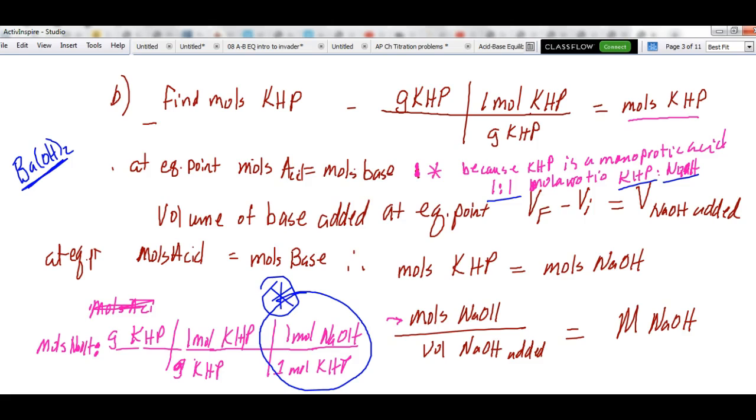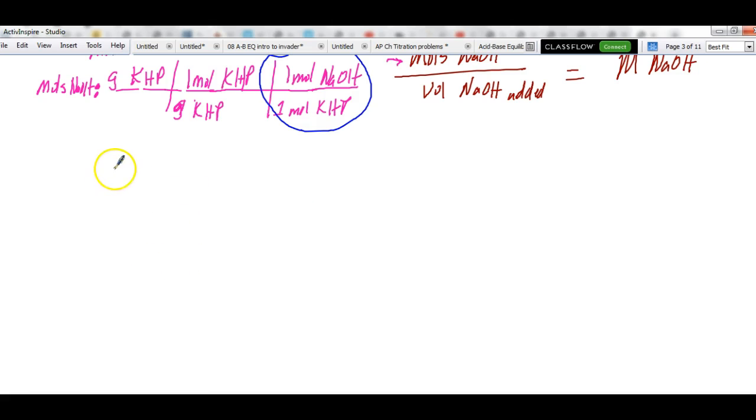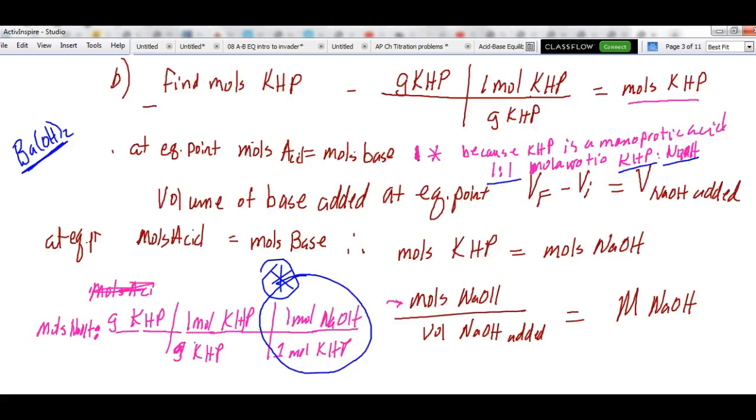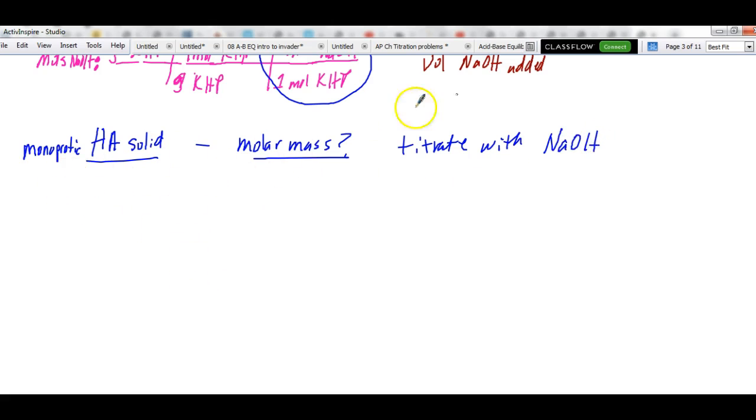Okay, since you've come back, let's go through a different little scenario here. Let's say you've got this HA. It's a solid, so it's monoprotic, and we're going to work all the way backwards and figure out what its molar mass is. We're going to titrate it with sodium hydroxide. All right, so how could we do that?